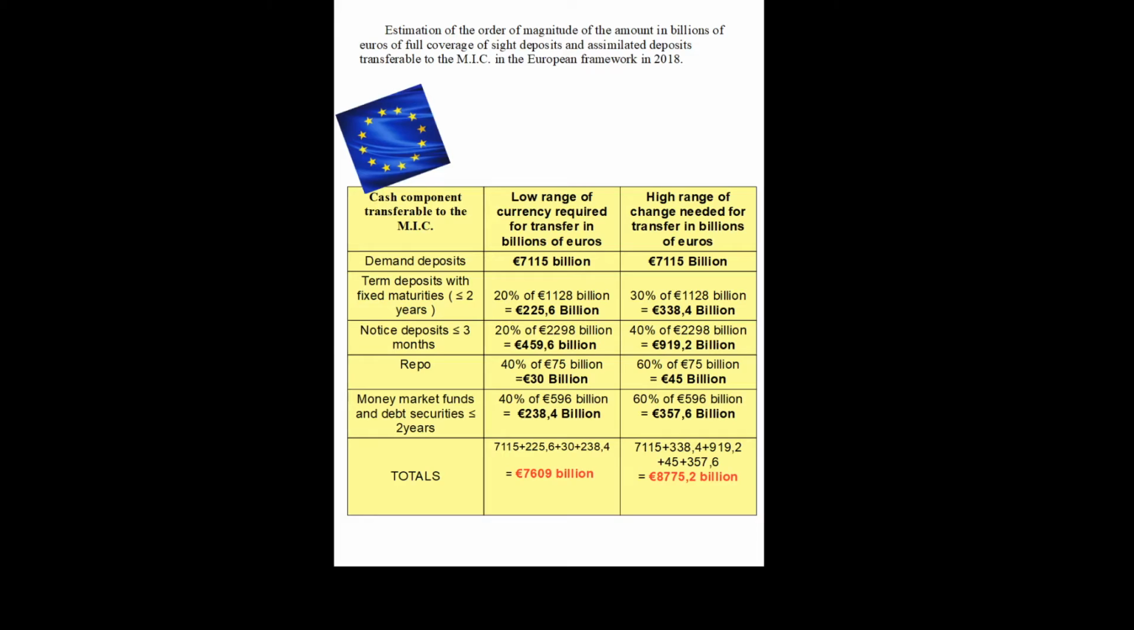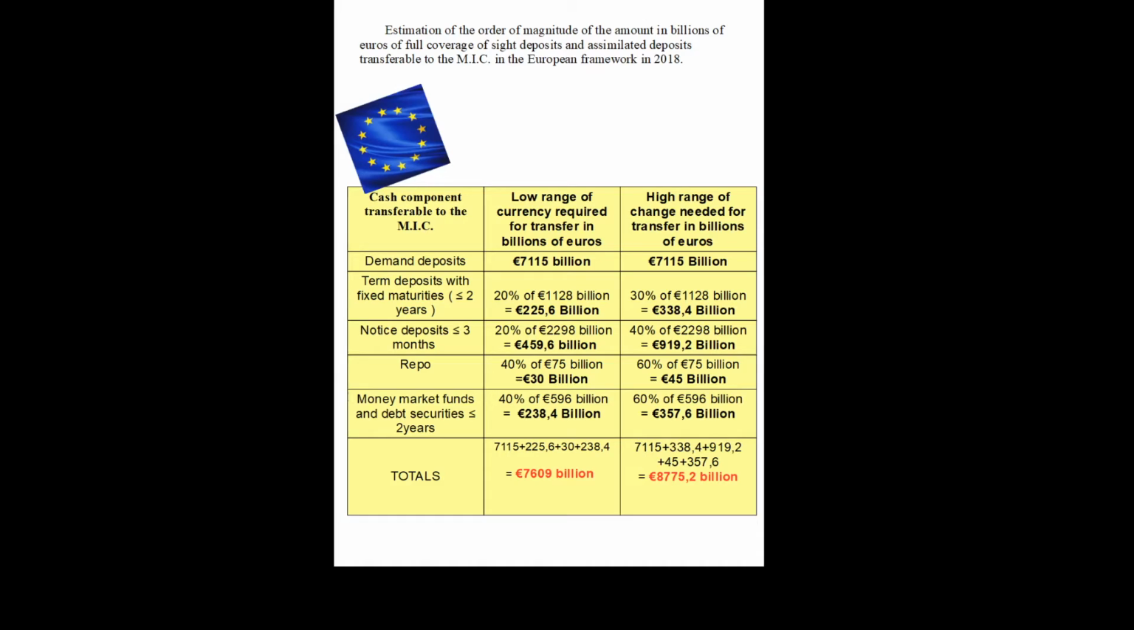Let us estimate the order of magnitude of the amount in billions of euros of the full coverage of sight deposits and assimilated deposits transferable to the MIC in the European framework in 2018. Overnight deposits are fully transferable. That is 7,115 billion euros. Deposits with fixed maturities of up to 2 years for the base band represent 20% of 1,028 billion euros. That is 285 billion euros. For the high band, 30% of 1,128 billion euros. That is 338.4 billion euros.